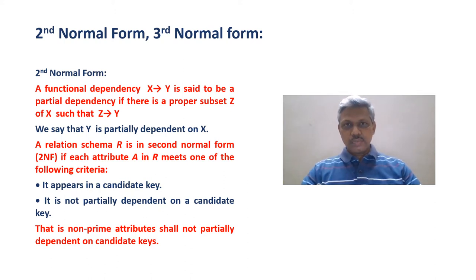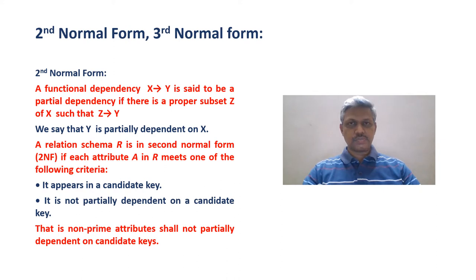Given a functional dependency X then Y, where X and Y are subsets of the attributes of a schema R, we say that Y is partially dependent on X if there exists a proper subset Z of X such that Z functionally determines Y. That means Y is functionally determined by X. At the same time, a part of it is also functionally determining Y directly.